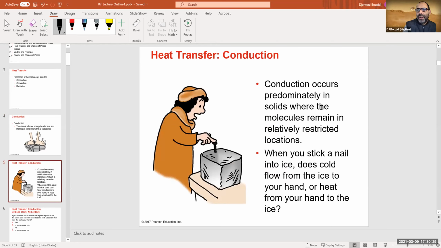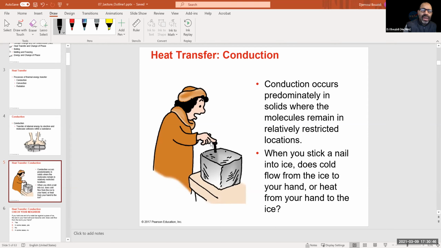Again, conduction occurs predominantly in solids where the molecules remain in relatively restricted locations. When you stick a nail into ice, does cold flow from the ice to your hand, or heat from your hand to the ice? It's always flowing from the hot to the cold.